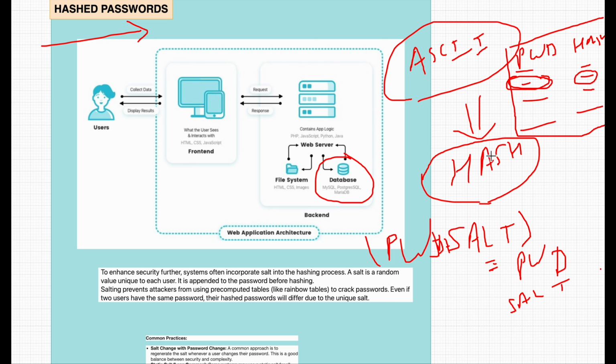The only thing which can be done is creating this kind of rainbow table, and with so many permutations, the rainbow table creation would be almost impossible. So this salt is a very important concept, and it must be used when you are storing passwords in your database. So these are the three important use cases for the hash functions.